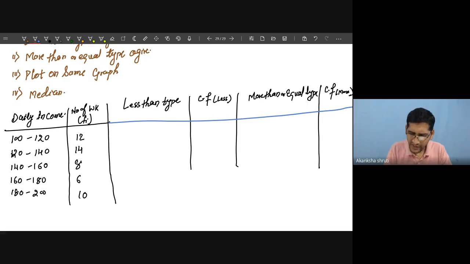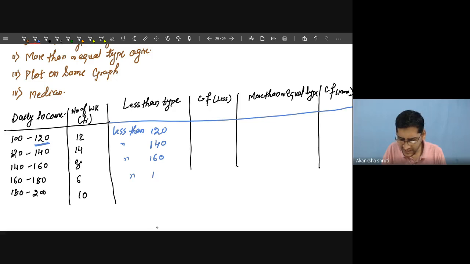So write it quickly. Less than type means I shall write less than. Less than is always counted with the upper limit: less than 120, less than 140, less than 160, less than 180, less than 200. Okay, student, it is up to this much.